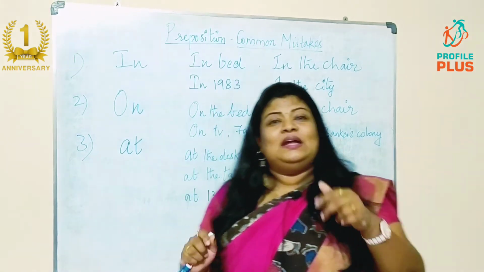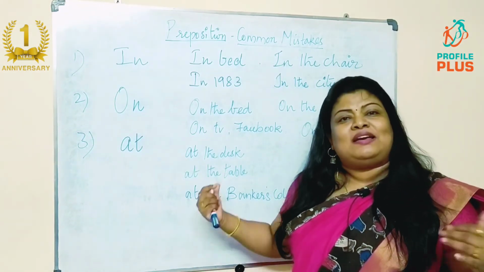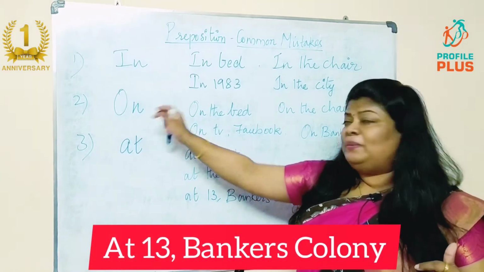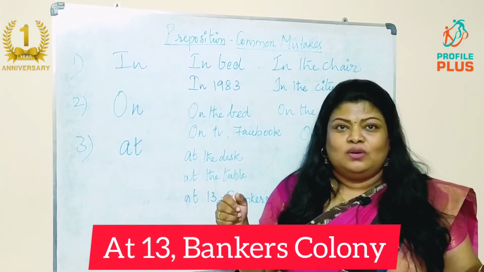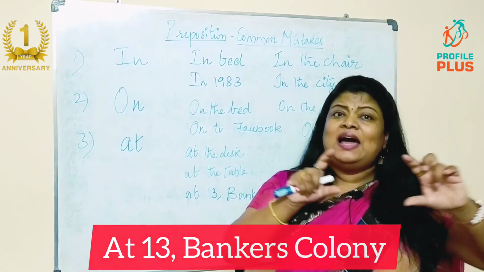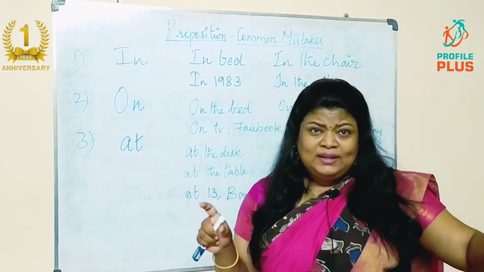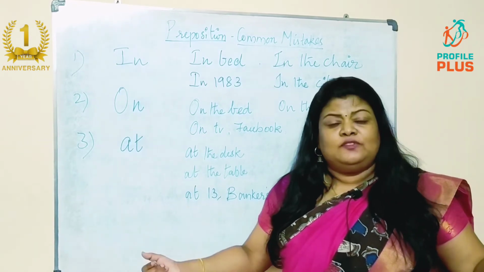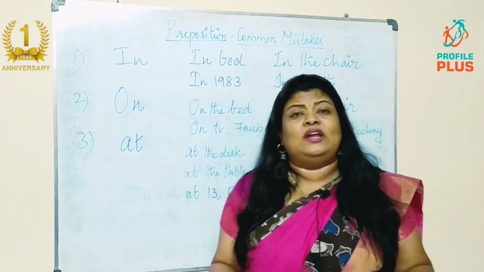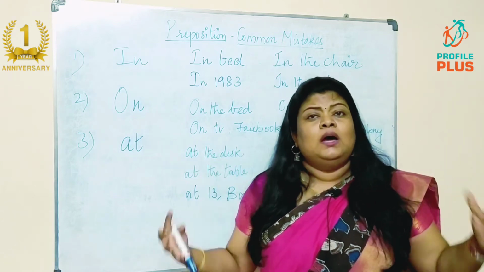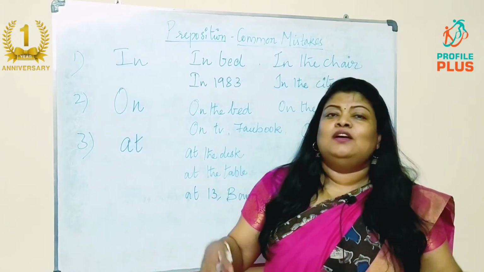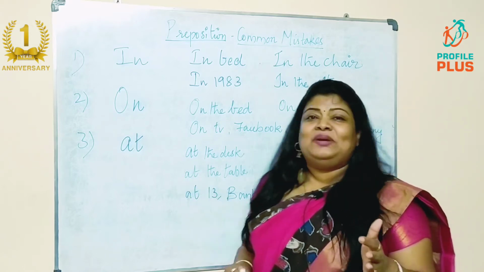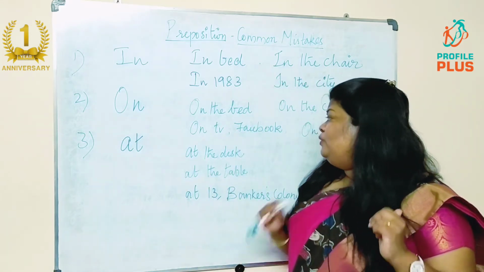See, at number 13, Bankers Colony. But in the previous example, I used on Bankers Colony. It's because there I said only the street name or the colony name, but here I'm more specific. And it is not only about the address. Whenever you're talking about places more specifically, we normally use at there. Okay, friends, so now coming back to at. Where do we use at?